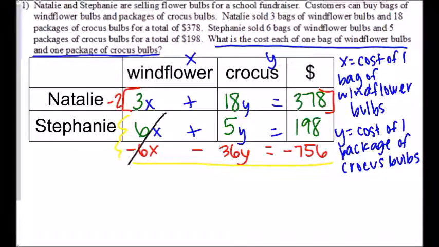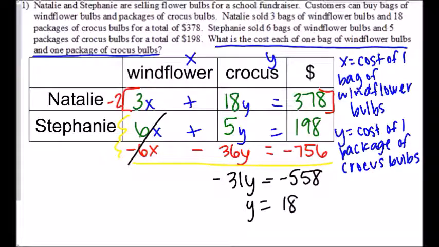These will cancel out. I get -31y equal to -558. So if I divide, I get that y is 18. And I want to label that with dollars. I've already assigned y to be the cost of a package of crocus bulbs, so you don't need to label that again as long as you've defined your variable.